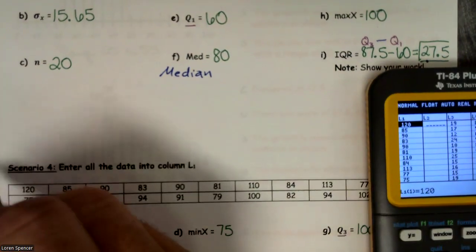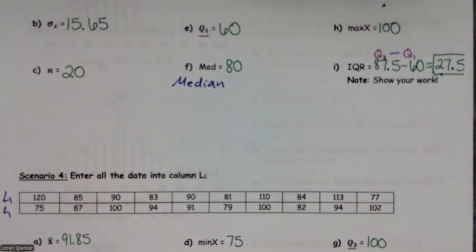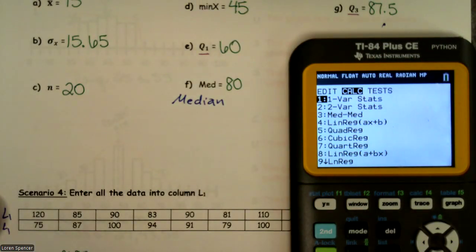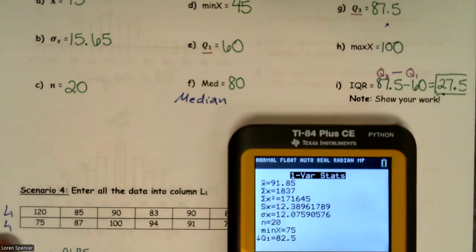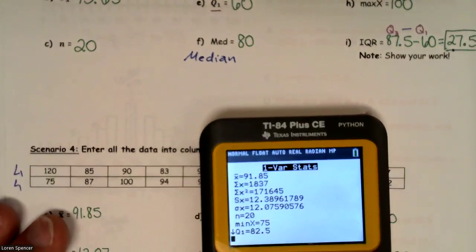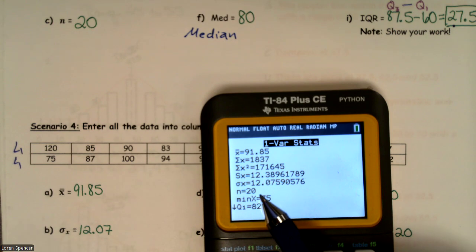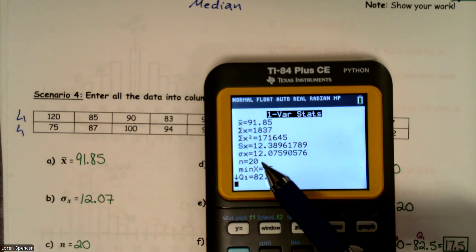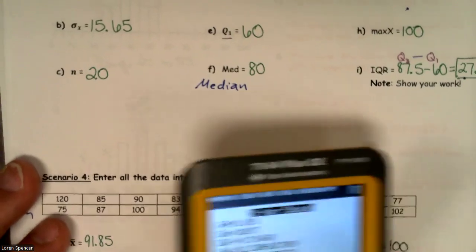And by the way, all of this data goes into L1. All of it goes into L1. I know it looks like 2 rows, but all of it goes into L1. So now we're going to go stat calc, 1 variable statistics. And we find out that the mean is 91.85. The standard deviation of the population is 12.07. Normally we go to 4 decimal places, but not today. Our sample size is 20 because we input 20 data points.